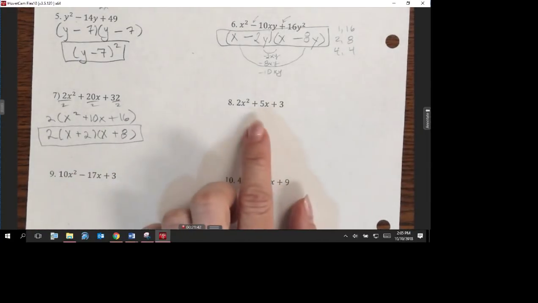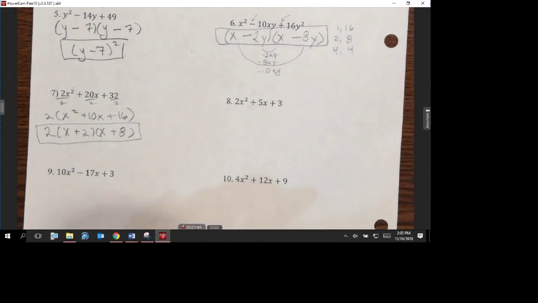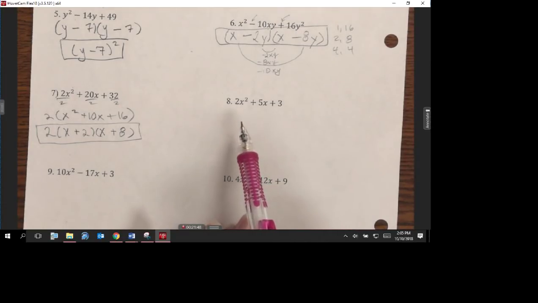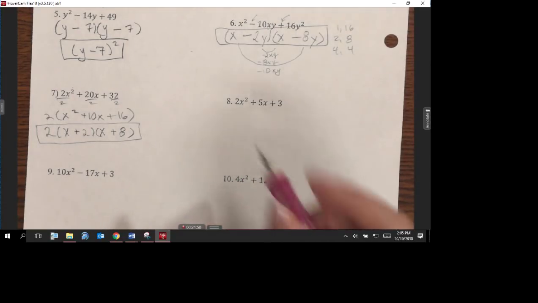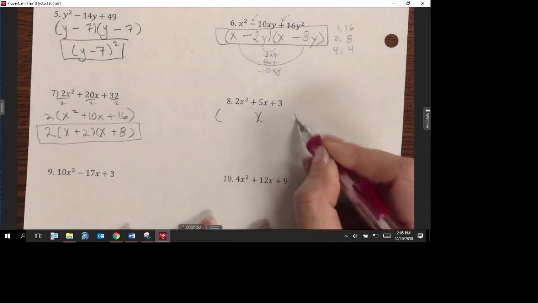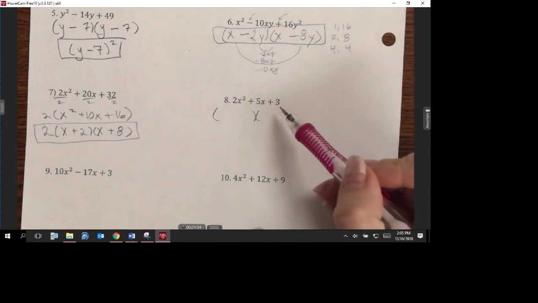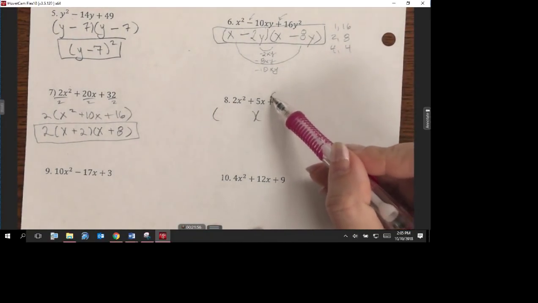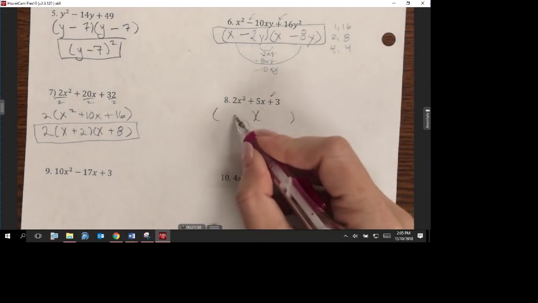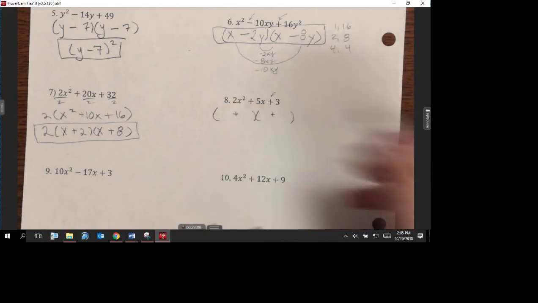All right, some of you were looking at this one and weren't quite sure what to do. So let's go over number 8. Is there a greatest common factor? There's not. Signs? Both the same, they're both positive.